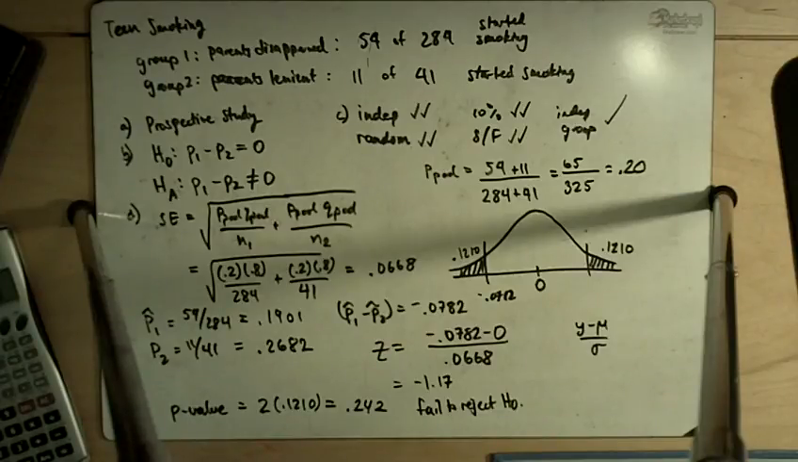Part F asks, if that conclusion is actually wrong, which type of error did you commit? So if we made a mistake here, the type of error here, in that we did not reject the null hypothesis when we should have, that is a type 2 error.